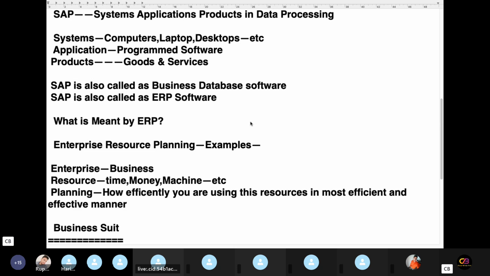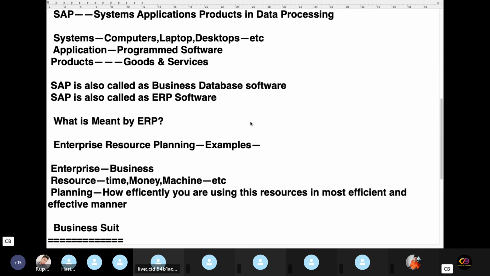ERP is an integrated software. Let's say you take one organization. One organization has so many departments, like HR department, finance department, material management department, sales department, etc. What will ERP generally do? ERP captures entire information regarding all the departments, and we can see all the information in a single window. So we will see sales information, HR information, plant information, material information, entire information in the single platform. That is called ERP.